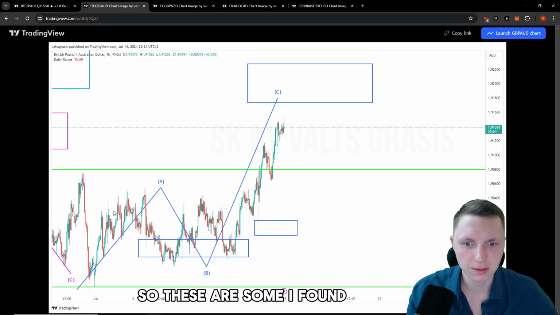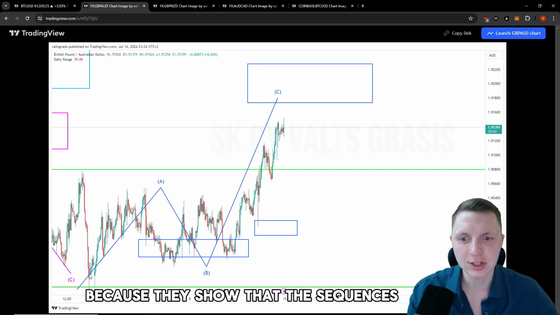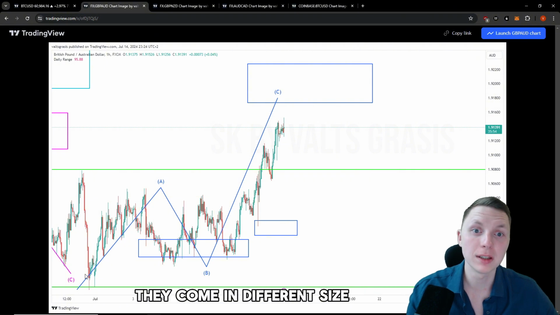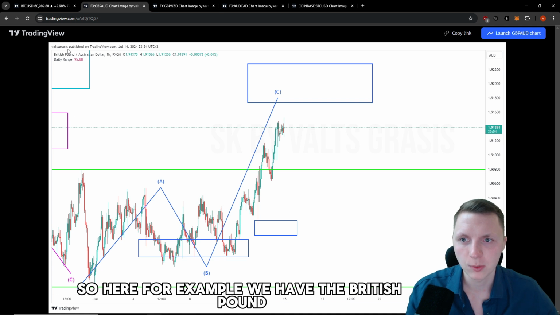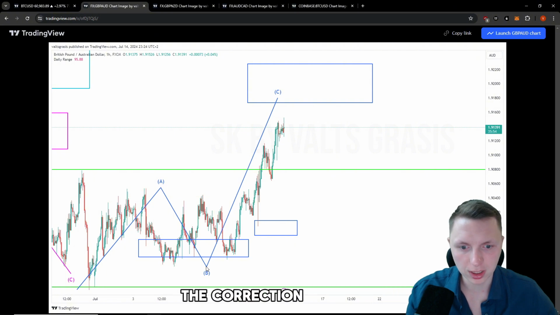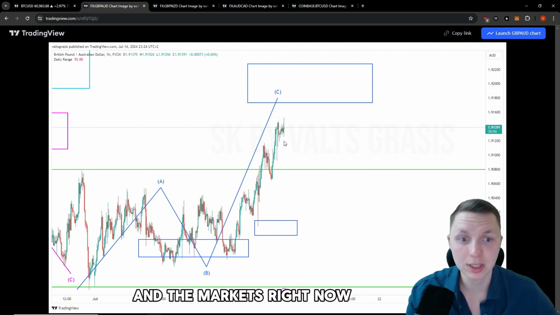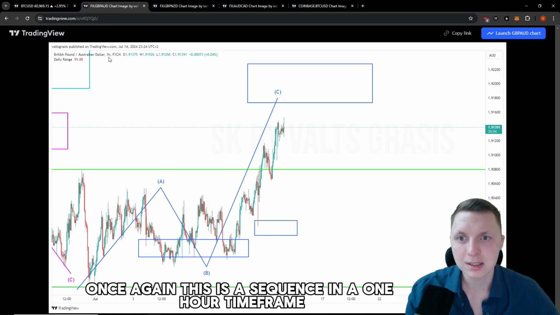So these are some I found, and I think they are good examples because they show that the sequences come in different sizes, different shapes, and actually in different time frames. So here, for example, we have the British pound Australian dollar with, once again, the impulse, the correction, and we had a nice BC there, and the market's right now running towards the sequence target. Once again, this is a sequence in a 1 hour time frame.